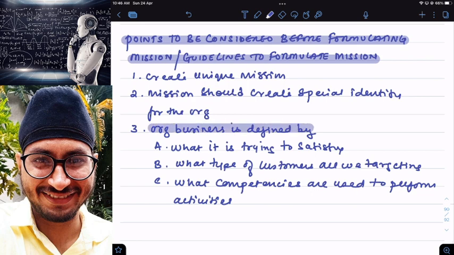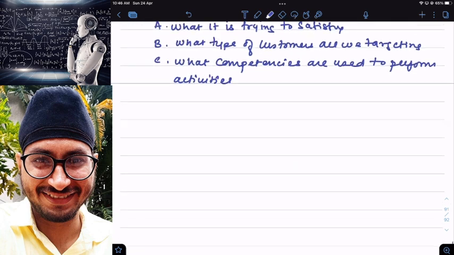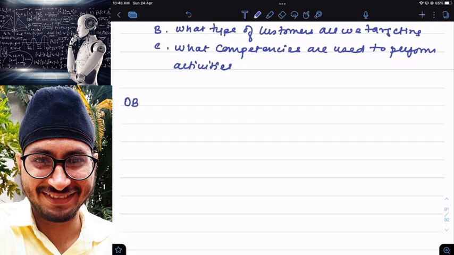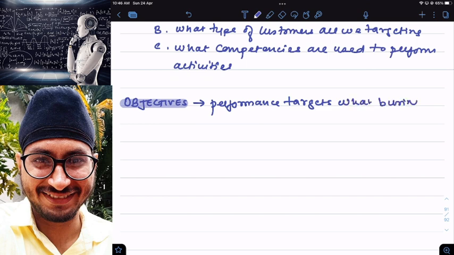Next. So we have completed. First we discussed vision, then we discussed mission. Now the next and last concept, the second last concept in our chapter, is objectives. What are objectives? These are the performance targets that a business wants to achieve.